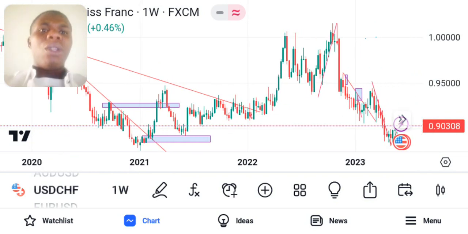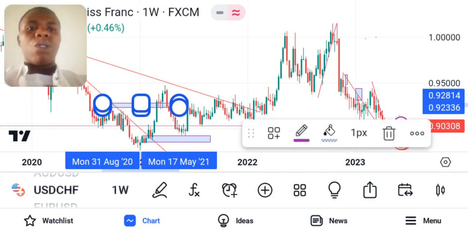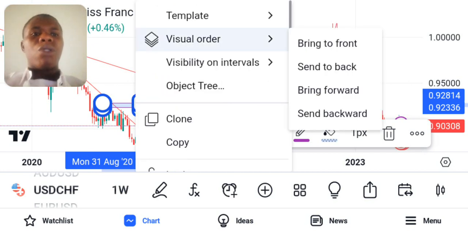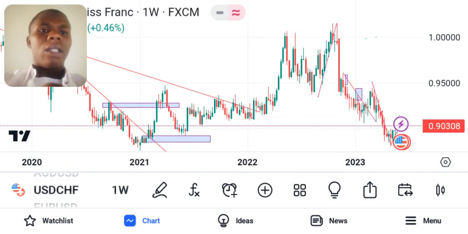There are two things that we need to put in mind. Since the structure has been broken, whenever we see a break of structure, it means that the market is about to move in an opposite direction. And in this case, there was a break of structure here, and there was a break of structure there.